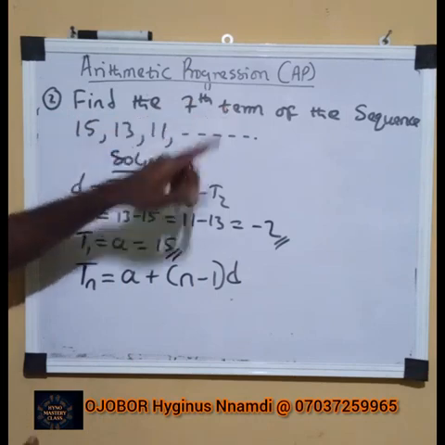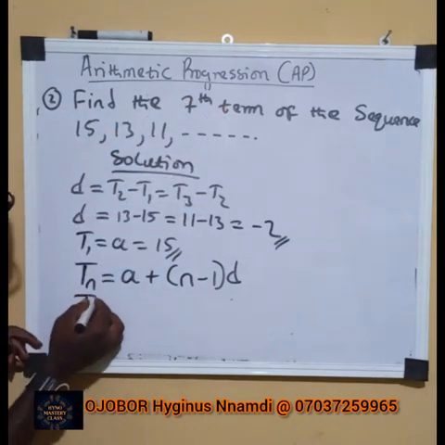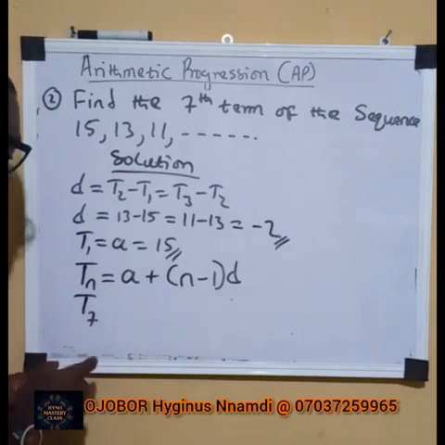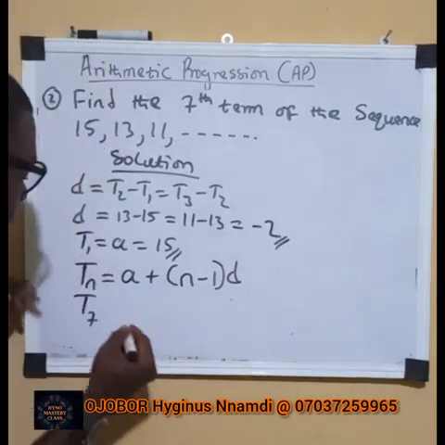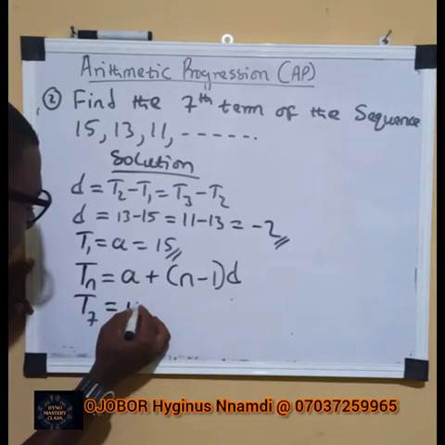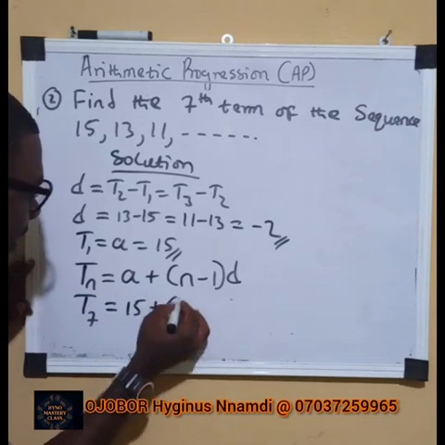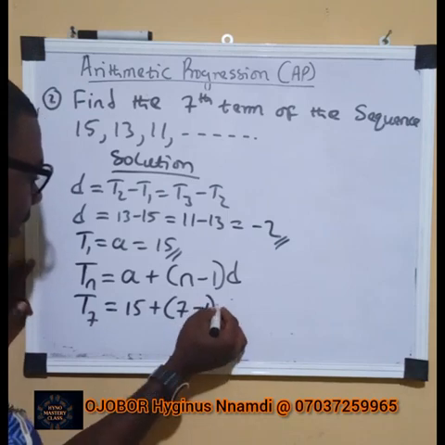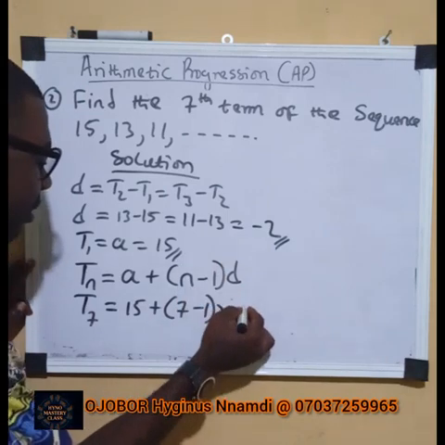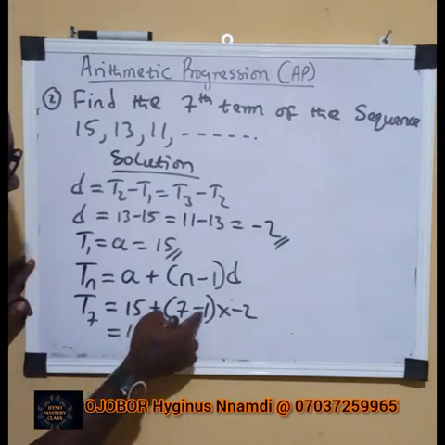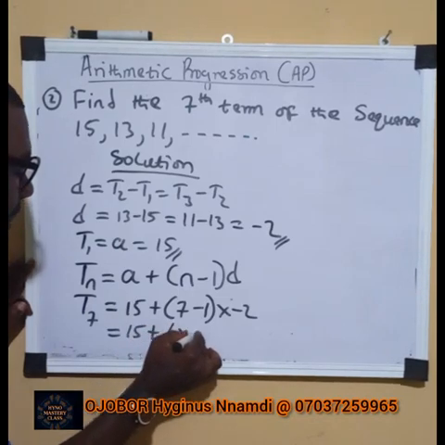We've gotten our a, we've gotten our d, then the n is that particular number you're asked to find. We're asked to find the seventh term, which is T7. That's what I use to represent the nth term of a sequence. So T7 is going to be the first term, 15, plus n, which is 7, minus 1, times the common difference, which is minus 2. So we are going to have 15 plus 7 minus 1, which is 6, times minus 2.